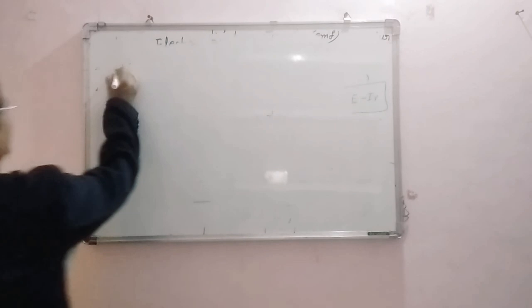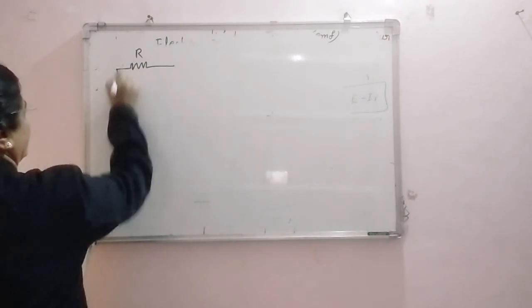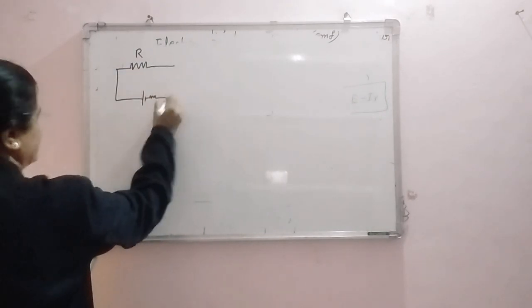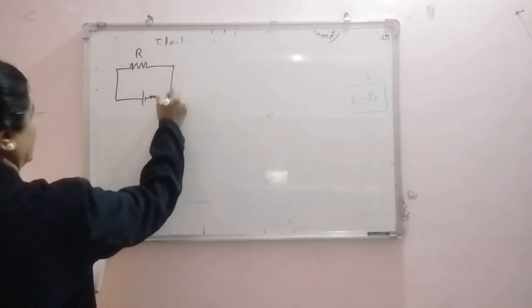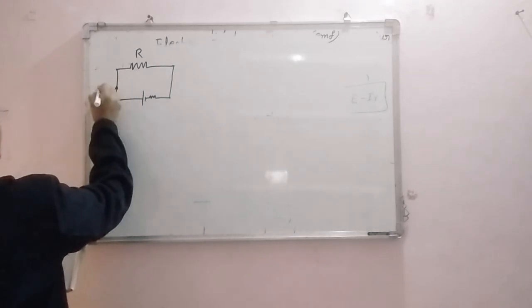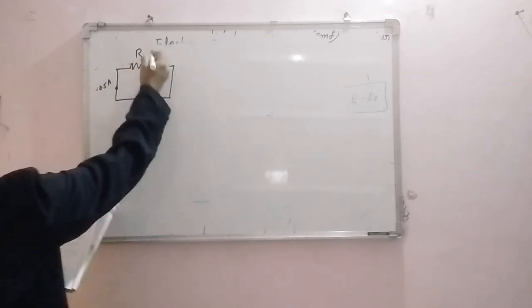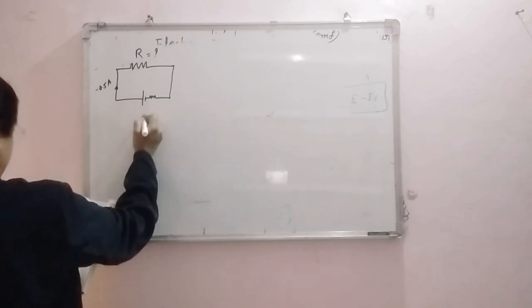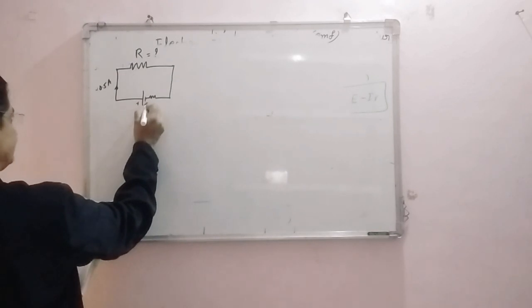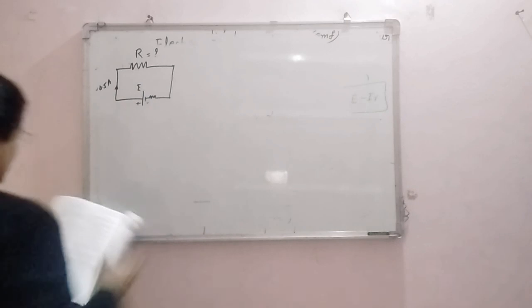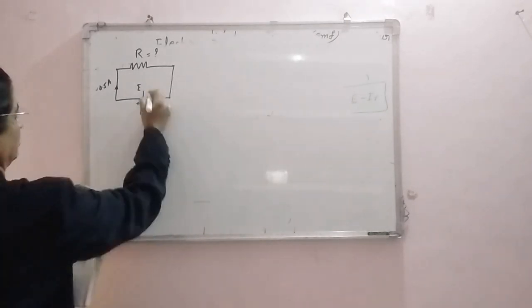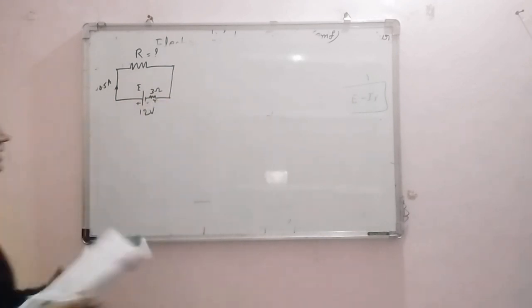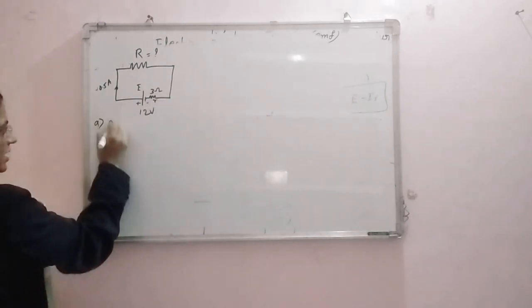For that you have to draw the diagram first. The external resistance R is there, and there is a battery with internal resistance, and the current flowing through R is 0.5 ampere. R you have to find out here. EMF E is 12 volt. Internal resistance r is given as 3 ohm. So first, you have to find out R.